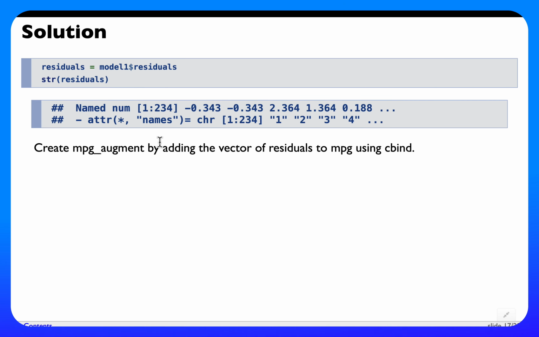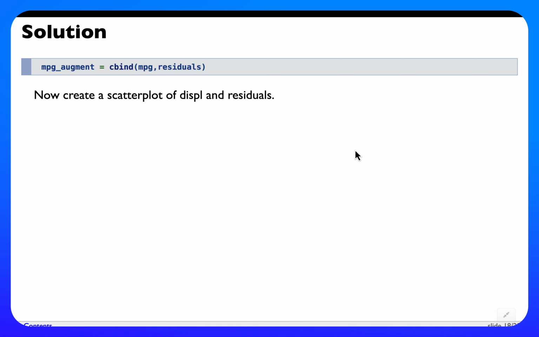Now I want you to create mpg_augment by adding the vector residuals to mpg using cbind or column bind. Okay, so stop the video, get that done, then come back and we'll talk again. Okay, you're back. So mpg_augment is cbind of mpg, comma, residuals.